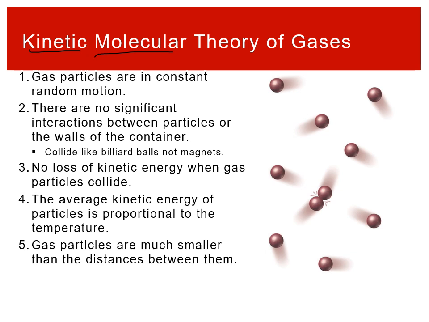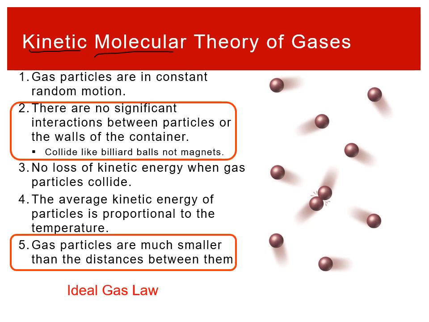For our purposes, we've already used a lot of the ideas of kinetic molecular theory. Here are the 5 main tenets of it. A couple of them, one, that there are no significant interactions between particles, and that gas particles are much smaller than the distance between them. Those are the ideas from the ideal gas law, right? The idea that no significant interactions, well, in an ideal gas, there are no interactions, and that gas particles are much smaller. In an ideal gas, they have no size, right? They are infinitely small. And so these ideas are things we've already used.